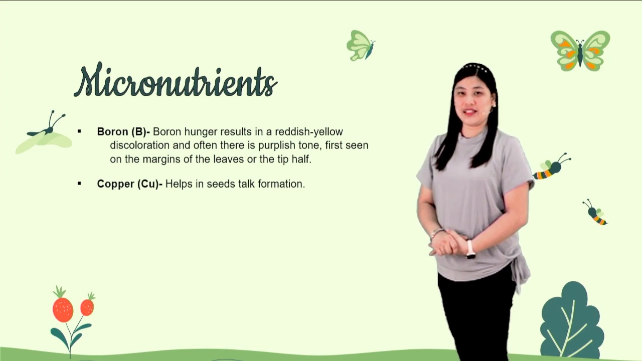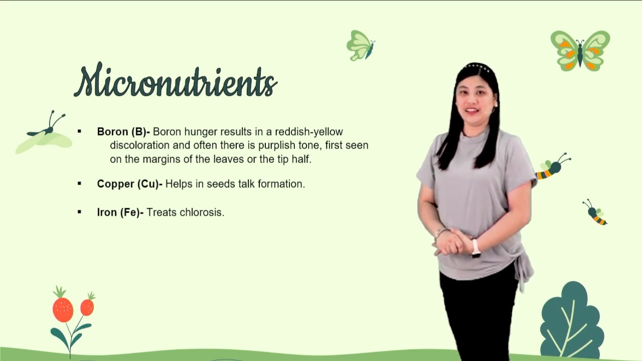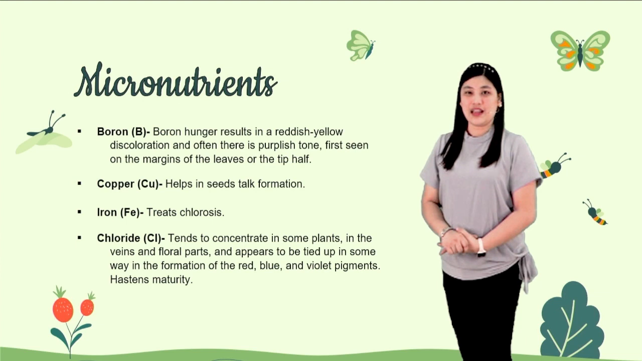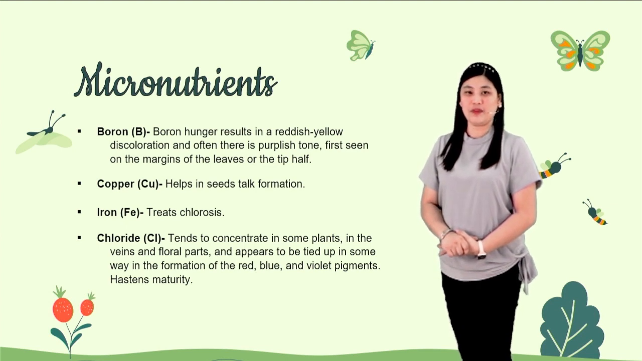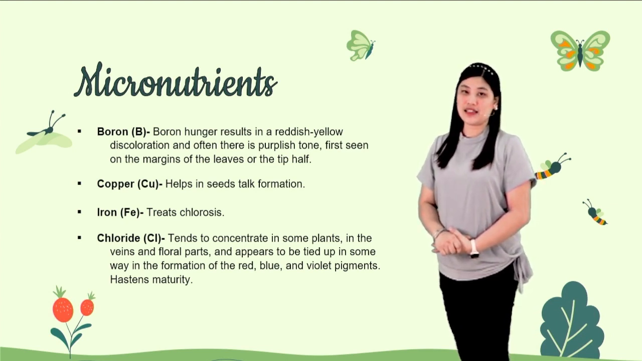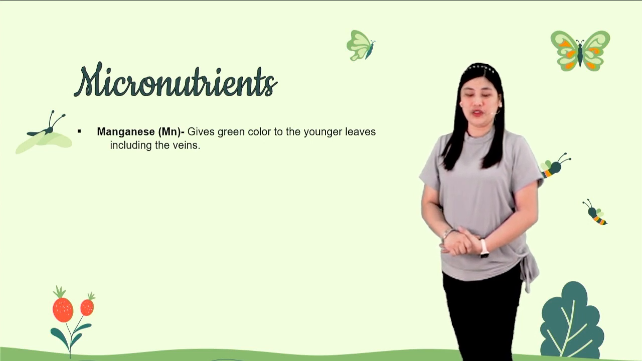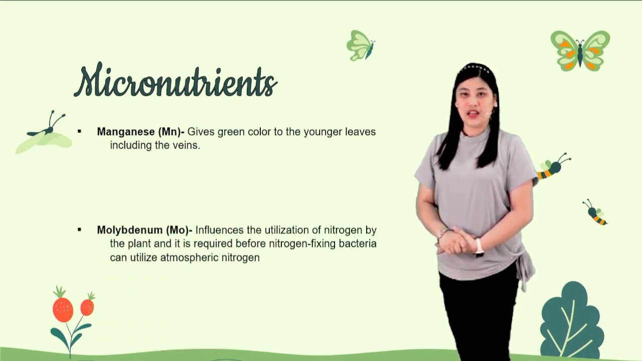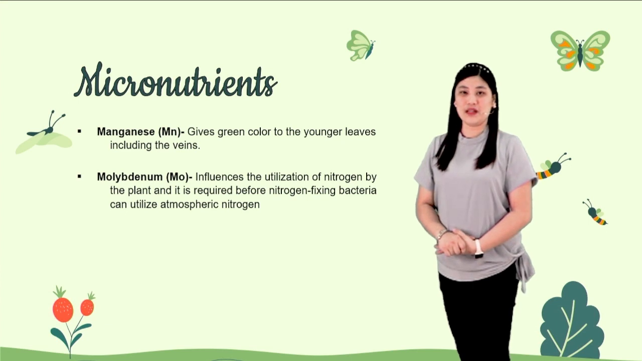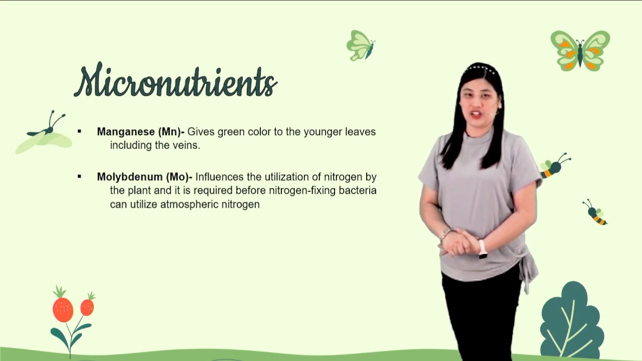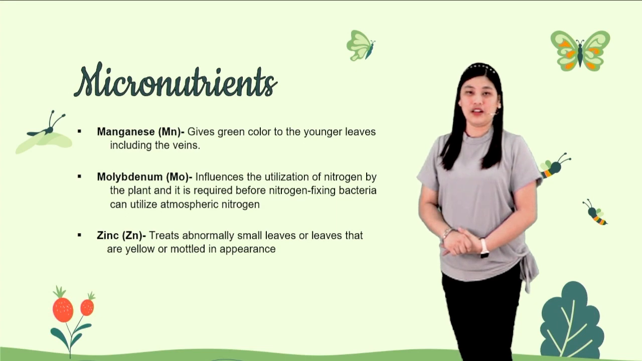Copper helps in seed stock formation. Iron treats chlorosis. Chloride tends to concentrate in some plants in the veins and floral parts and appears to be tied up in some way in the formation of the red, blue, and violet pigments. Hastens maturity. Manganese gives green color to the younger leaves, including the veins. Molybdenum influences the utilization of nitrogen by the plant and it is required before nitrogen-fixing bacteria can utilize atmospheric nitrogen. And zinc treats abnormality, small leaves or leaves that are yellow or matted in appearance.